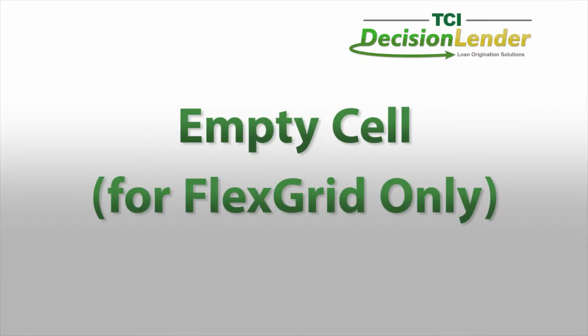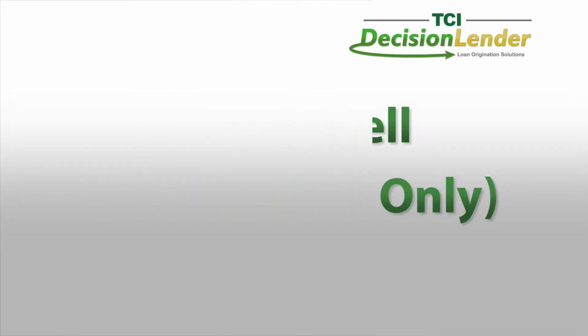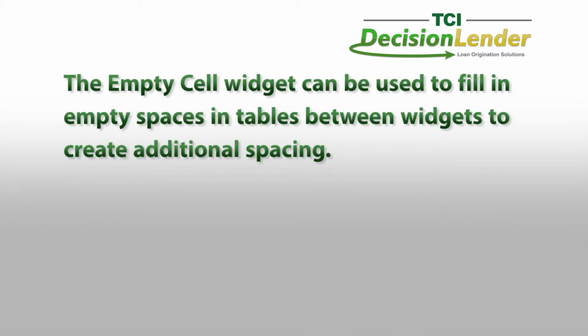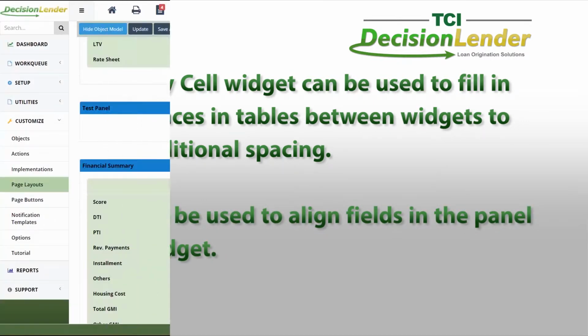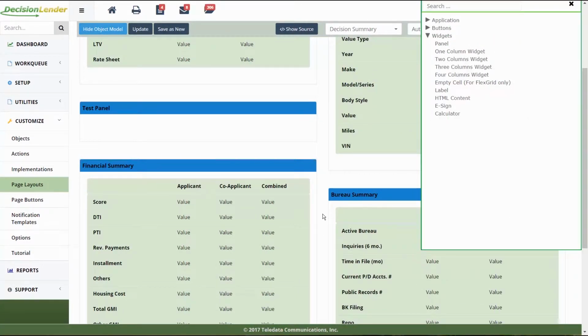Empty cell for FlexGrid only. The empty cell widget can be used to fill in empty spaces in tables between widgets to create additional spacing. It can also be used to align fields in the panel and/or widget. Drag and drop the empty cell widget into the desired panel.